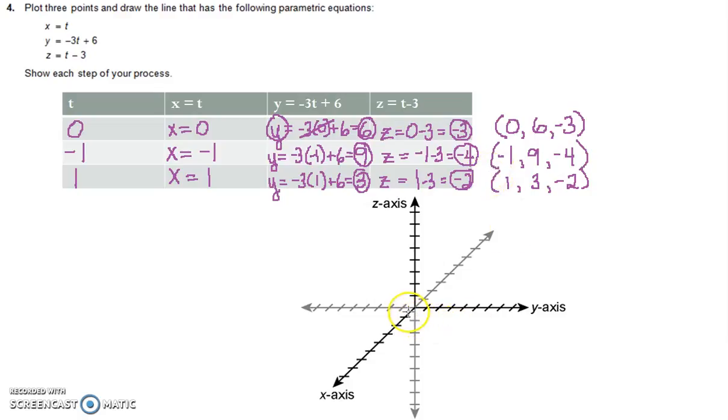So I'll show you. Okay, so we always start at the origin, which is where the x, y, and z axis cross, and 0 is our x value. Now x is front to back, but because it's 0, that means that we're not going to move at all.